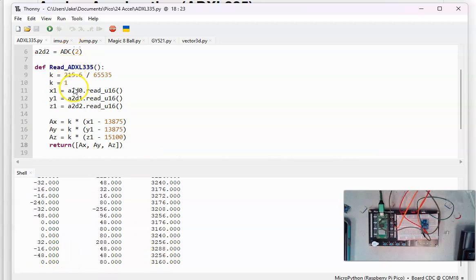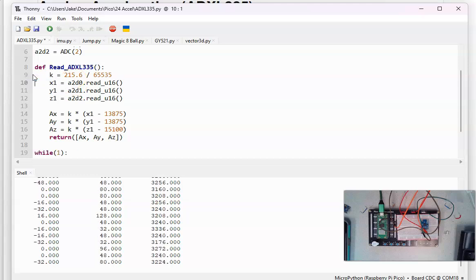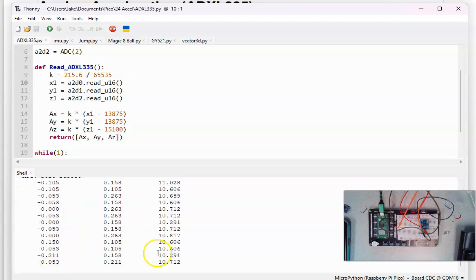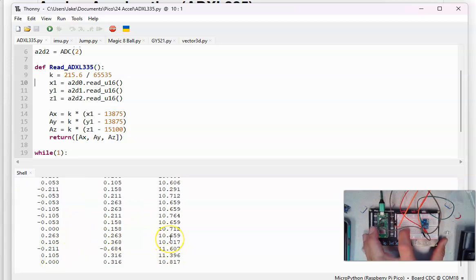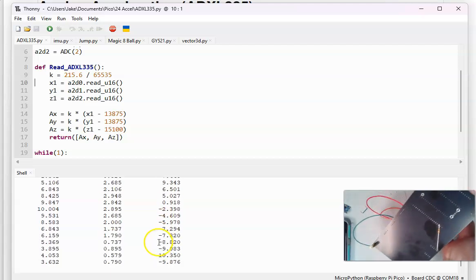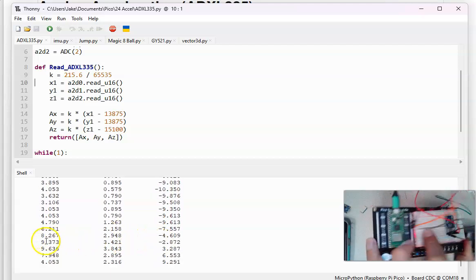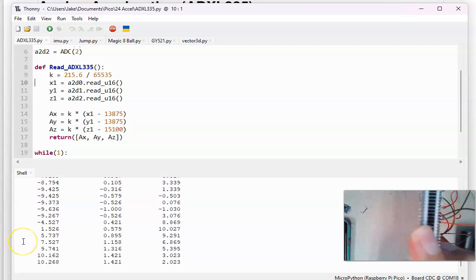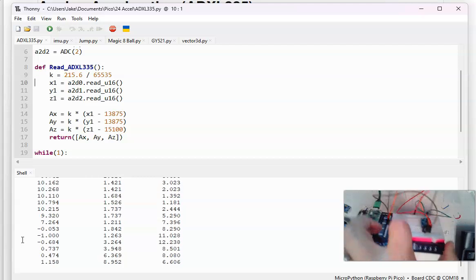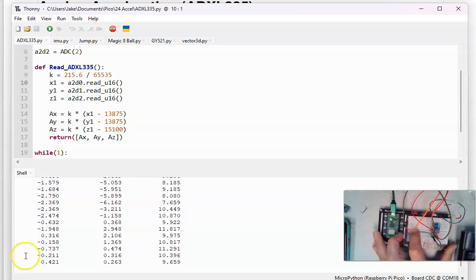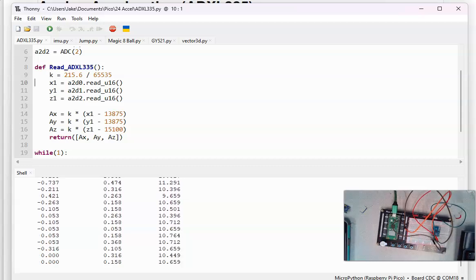Throw in the scalar to convert it to meters per second squared. Here's your acceleration X, Y, and Z. X and Y are 0, that's 9.8-ish. Upside down gives you minus 9.8. The X direction goes minus 9.8 plus 9.8. Y direction. Okay, so there's your acceleration, X, Y, Z.